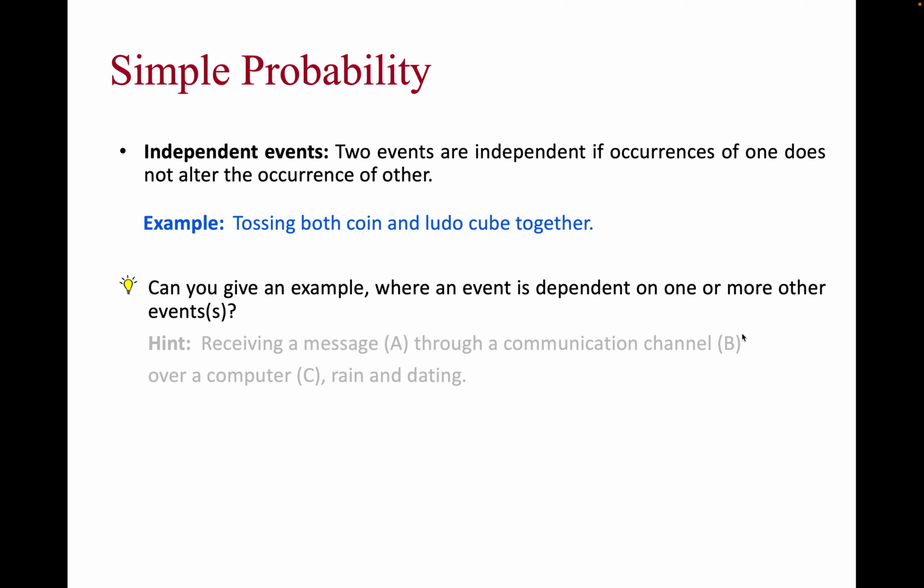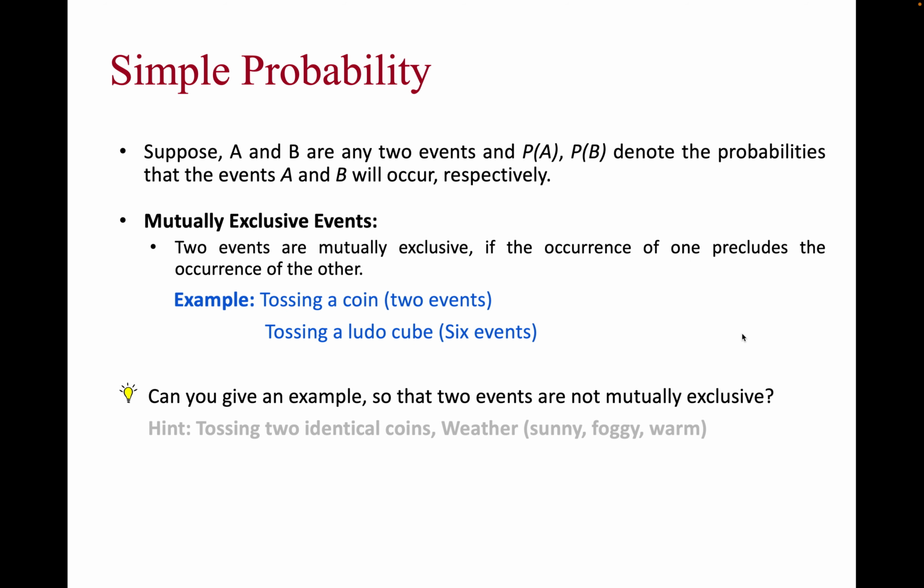Can you give an example where an event is dependent on one or more other events? Receive a message through a communication channel or computer. Rain and dating. Rain and dating. Bro, what Bollywood is this? What Bollywood is this? Mutually exclusive events. What does precludes mean?